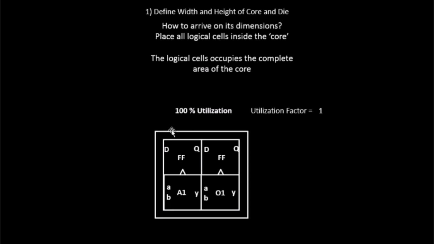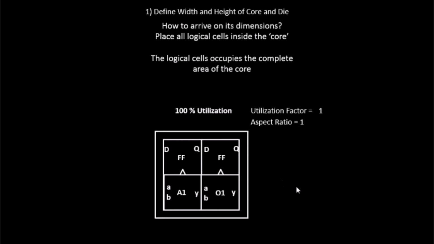Okay, let's try to explain one more concept with the same example: the concept of aspect ratio. The definition of aspect ratio is height by width. In this case, the height of this core is 2 unit, the width is 2 unit, so the aspect ratio comes to be 1. Whenever the aspect ratio is 1, it signifies that the chip is square shaped. Whenever your aspect ratio is 0.5 or some other number other than 1, it signifies that your chip is basically a rectangle shape.